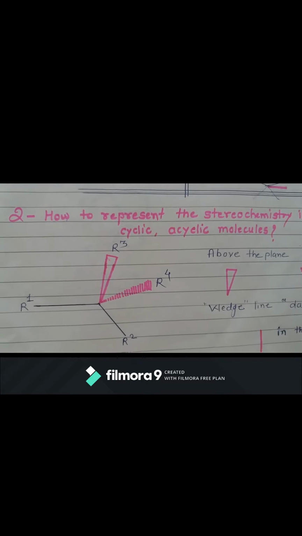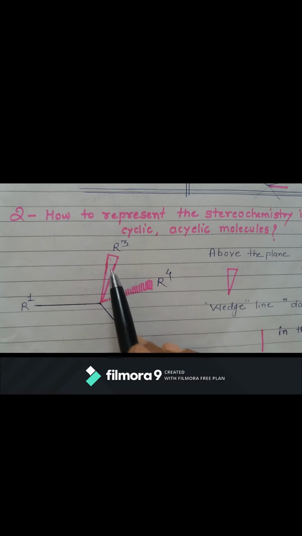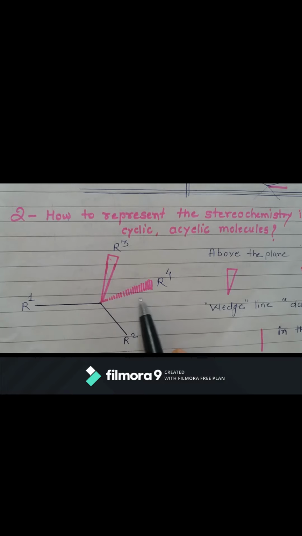Now we will see which bonds represent the proper stereochemistry in cyclic and acyclic molecules. Okay, so how to represent the stereochemistry. Here you can see the structure of one compound. In that, I have written one wedge bond and I have drawn one dash line. Okay, so R1, R2, R3 and R4. I have designated all these substituents R1, R2, R3 and R4.